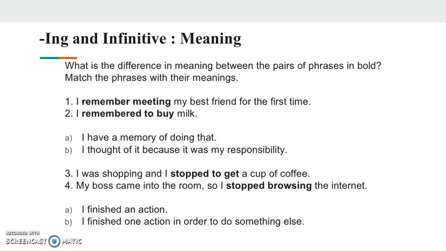Let's see. First sentence, I remember meeting my best friend for the first time means A. I have a memory of doing that. So, remember doing something means to have a memory of doing something in the past. Number 2, I remember to buy milk means B. I thought of it because it was my responsibility. So remember to do something means to think of something because it is your responsibility or it is a task. It is something that you plan to do.